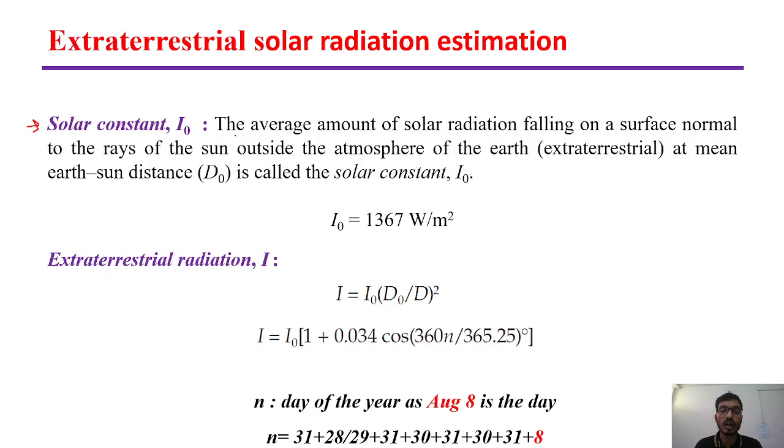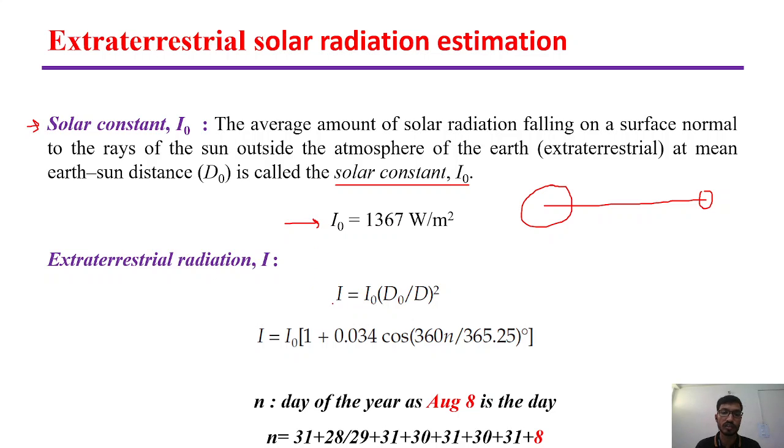The solar constant is the average amount of solar radiation falling on a surface normal to the rays of the sun, outside the atmosphere of the Earth, at the mean Earth-Sun distance. This is the sun, this is the Earth, and at this mean Earth-Sun distance we have to calculate the solar constant. Generally the value is 1367 watt per meter square, though it varies slightly based on different assumptions, considerations and calculations. Once we know the solar constant, we can easily calculate the extraterrestrial radiation.